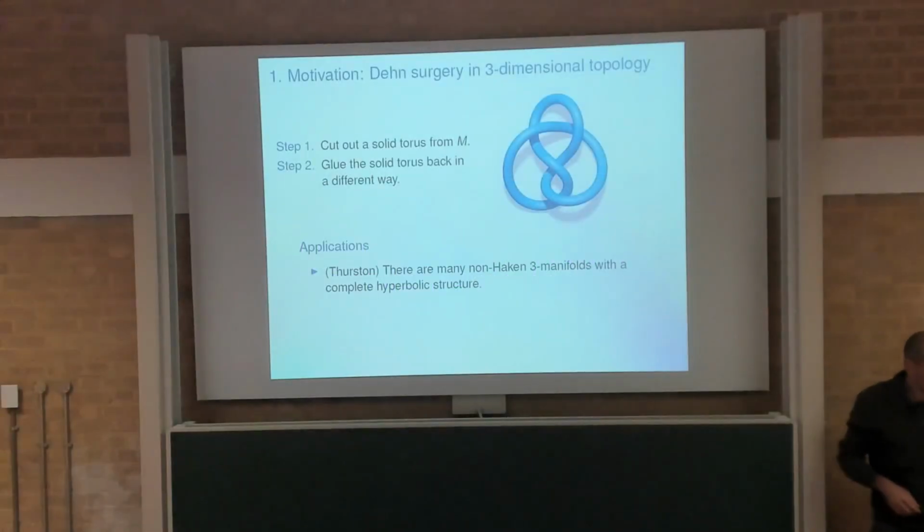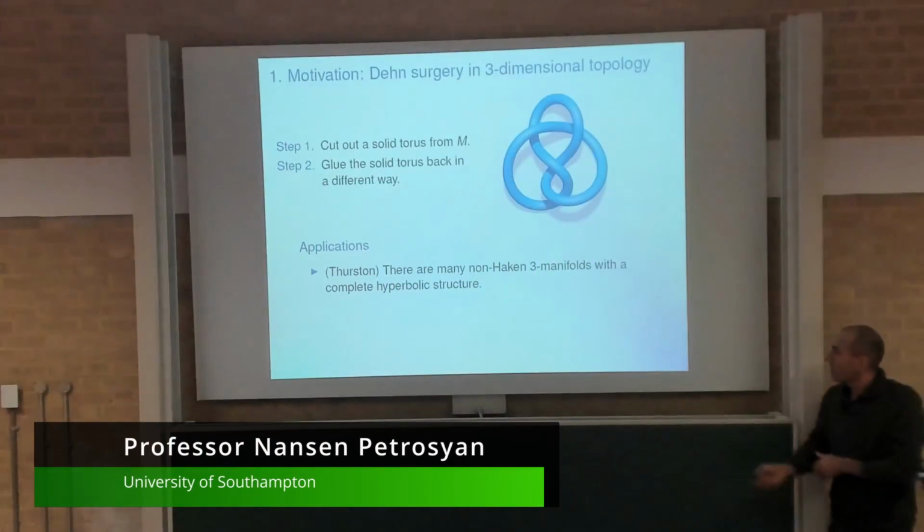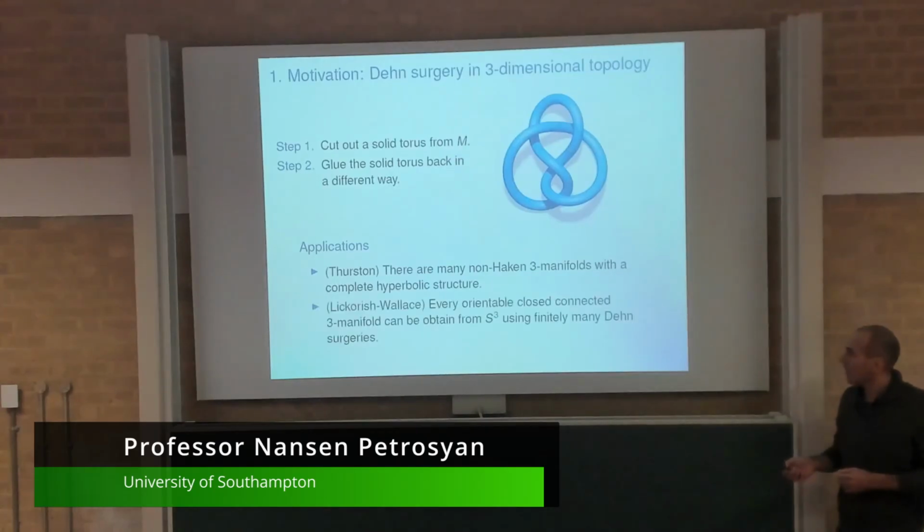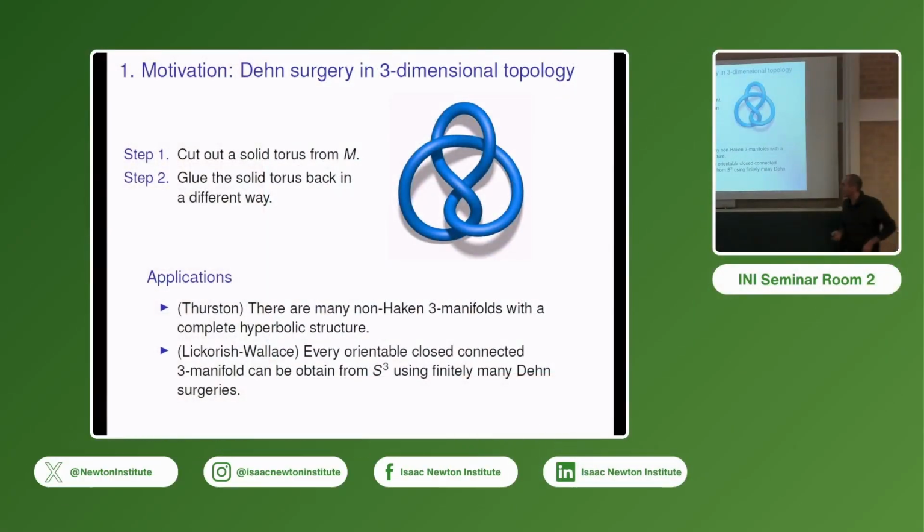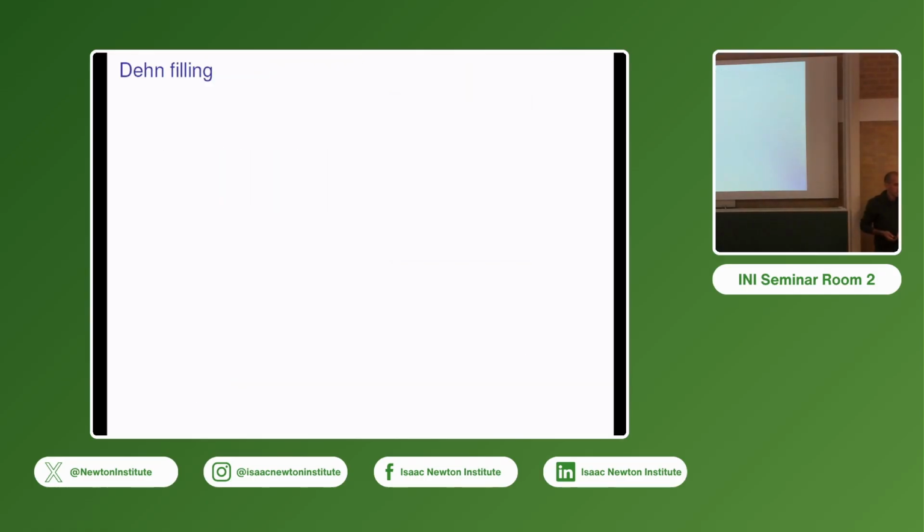Right. So as I was saying, there's another application, which is a theorem of Lickorish and Wallace that says that if you take a link in the three-sphere and you do Dehn surgery on this link, you can get any closed connected three-manifold from that procedure. Okay. So this is just some motivation.